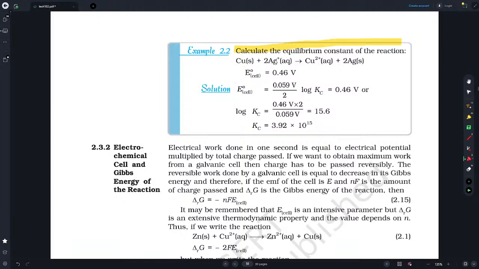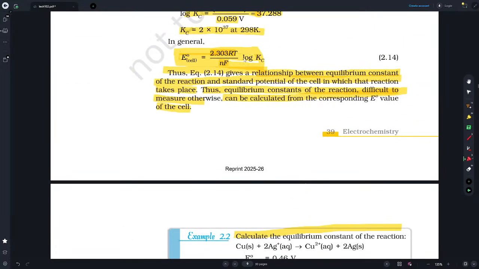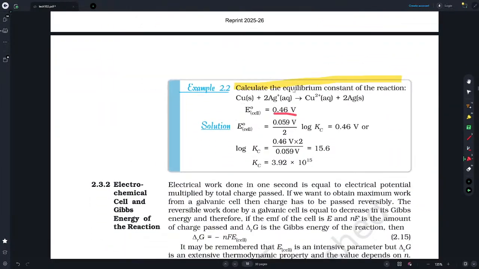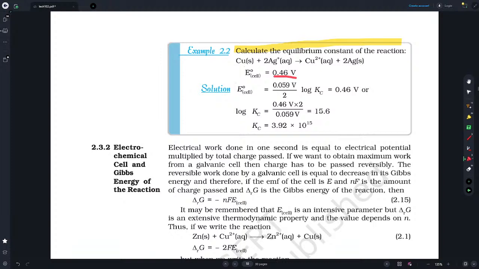Cu(s) + 2Ag+ gives Cu2+ + 2Ag. The standard electrode potential of the cell is given as 0.46 volt. Substitute in this equation. In the above equation, where we get E standard cell as 0.46, we will get Kc, an approximate value, the equilibrium constant being 3.29 × 10^15.